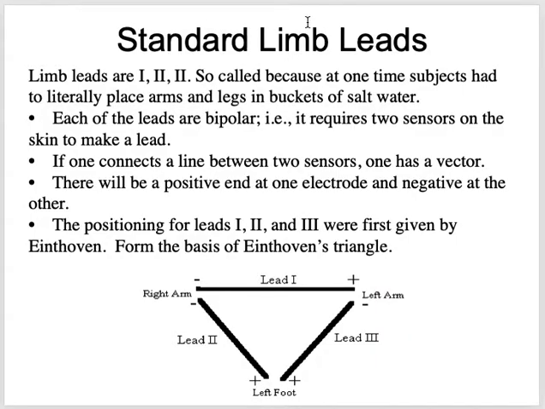And then there are standard limb leads. See, this is how they are placed. The negative one on the right arm for lead 1 and positive is the left arm, and for lead 2, negative is right arm and positive is left foot, and lead 3, negative is left arm and positive is left foot. Okay. So these are standard limb leads. They are written as 1, 2, and 3. So simply they are bipolar leads because they have 2 sensors, 1 negative, 1 positive.